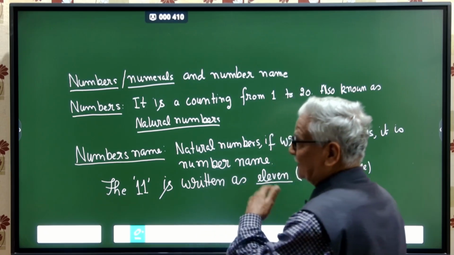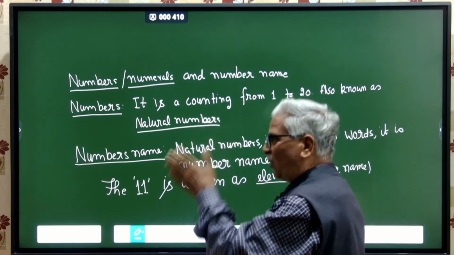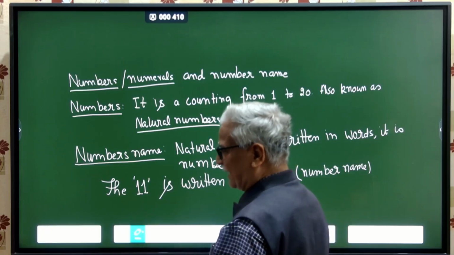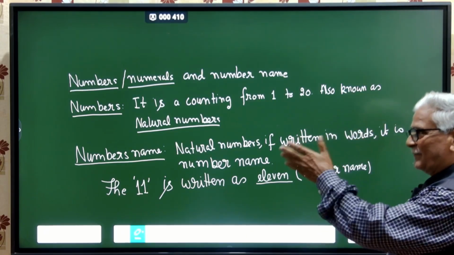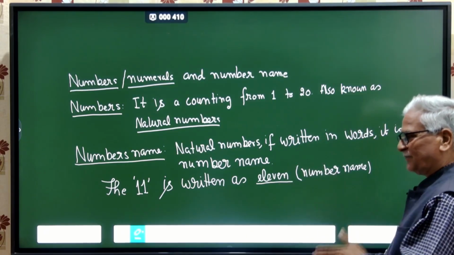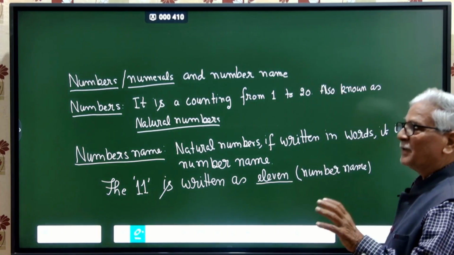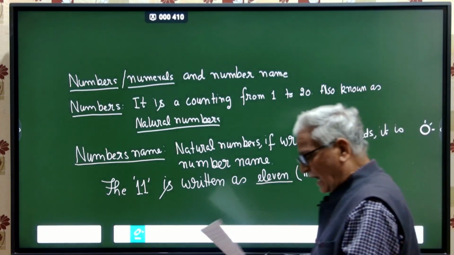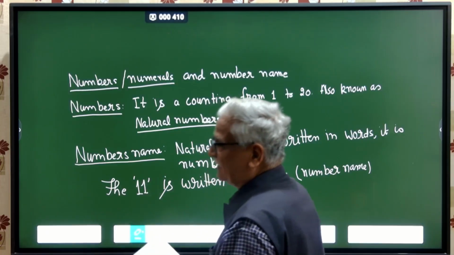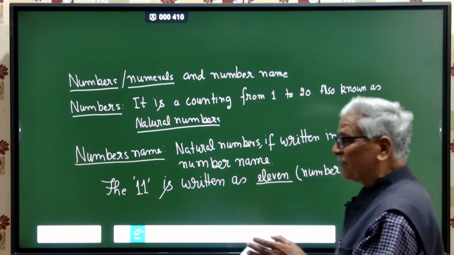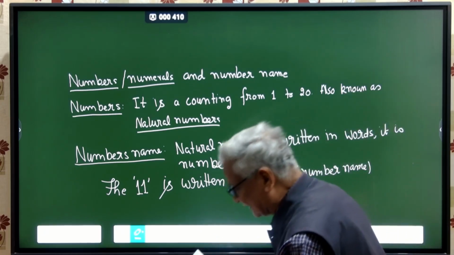So in the previous slides, I have written in words 1, 2, 3, 4, 5, 6, 7, 8, 9, 10, as well as 11, 12, 13, 14, 15, 16, 17, 18, 19, 20. All are number names. So I will just say that the students should be asked to remember the spelling of all the natural number names, because it is very important.